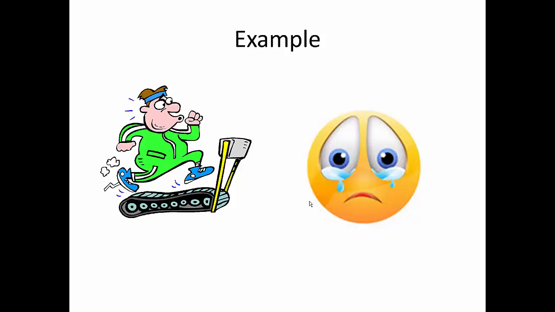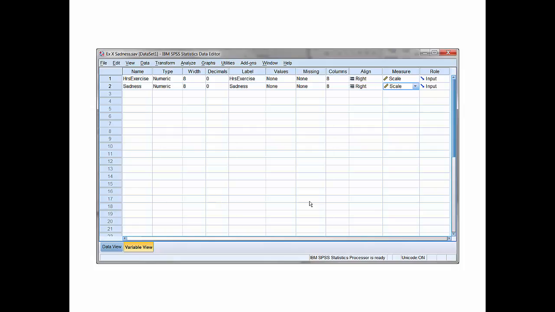A group of researchers hypothesized that when adults exercise more, they're less likely to experience sadness. So they chose a random sample of adults and they gathered data on how much the subjects exercised. Then they administered an instrument that measures how much sadness each person experienced on a scale of 1 to 10, with 10 being the most sadness. So they put their data into SPSS, and you can see that the variables are labeled and that they used a scale measurement here so that SPSS knew what it was doing.